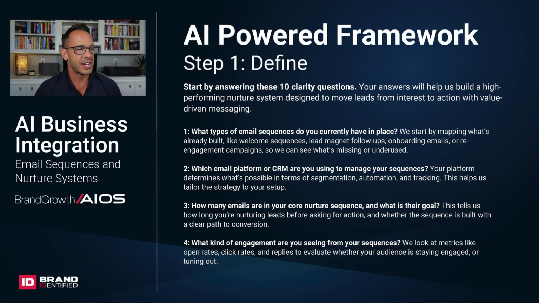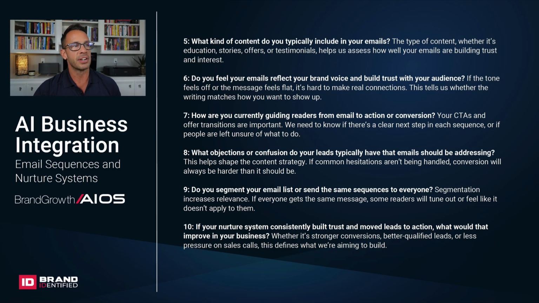Question number 4 here is, what kind of engagement are you seeing from these sequences? We look at metrics like open rates, click rates, and replies to evaluate whether your audience is staying engaged or if they're tuning out. Question number 5 is, what kind of content do you typically include in your emails? The type of content, whether it's education, stories, offers, or testimonials, helps us assess whether your emails are building trust and how well they are building that interest.